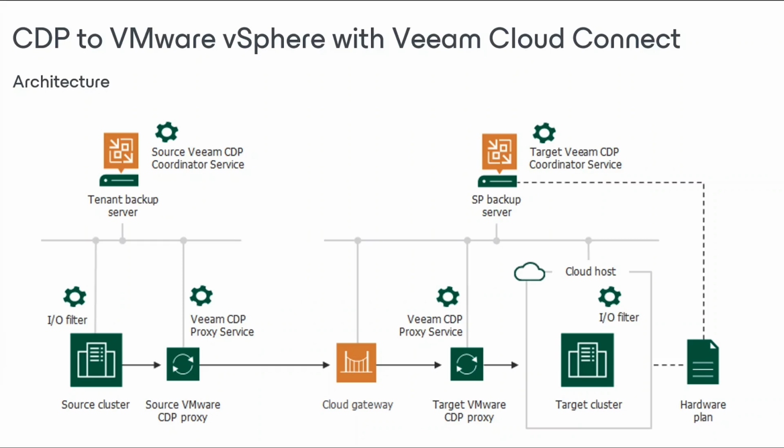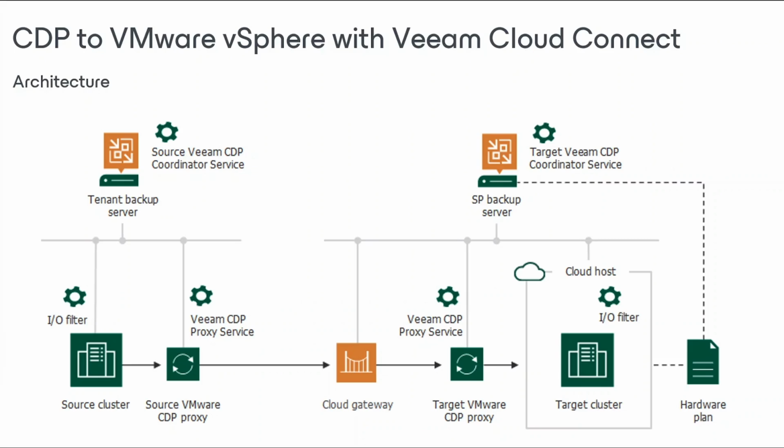Here, the service provider allocates compute, storage and network resources to the tenant and provides them by means of a hardware plan. The tenant then goes to the backup server on the top left and registers with the service provider. Afterwards, the tenant can create CDP policies targeted at this cloud host, and this cloud host represents the hardware plan resources previously defined by the service provider.